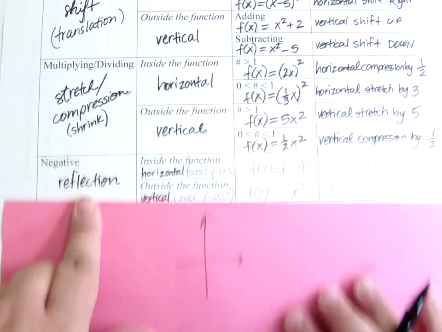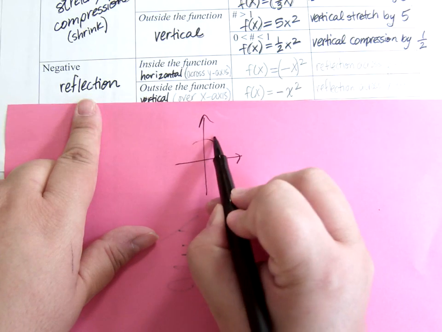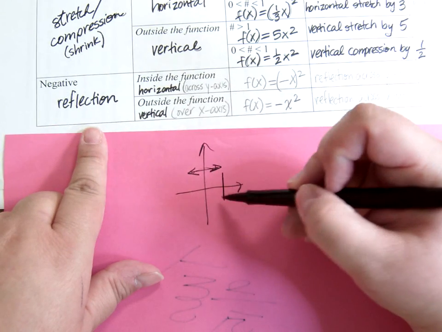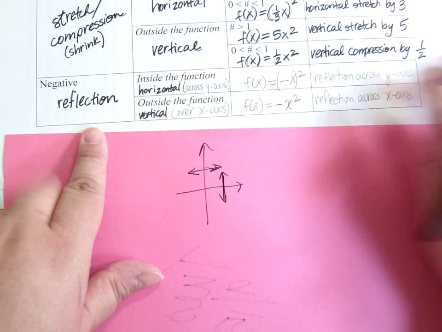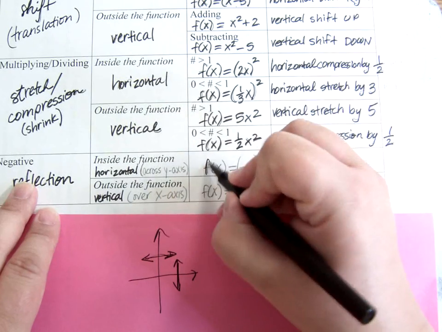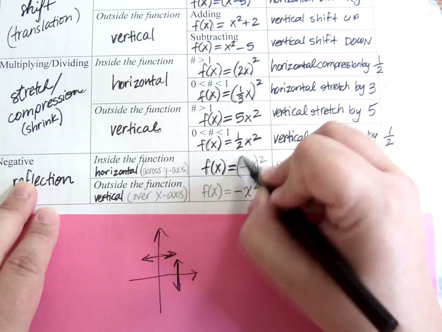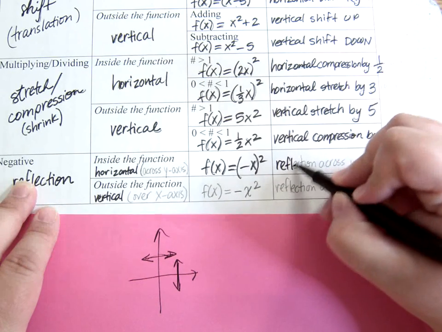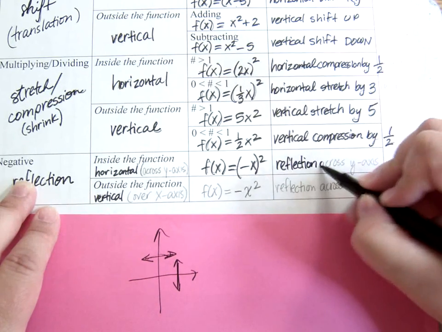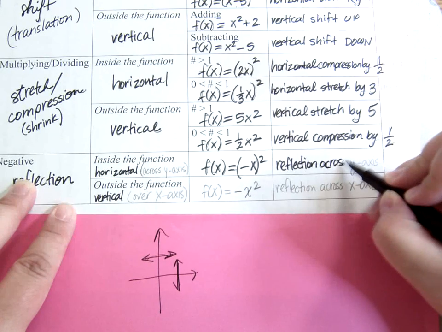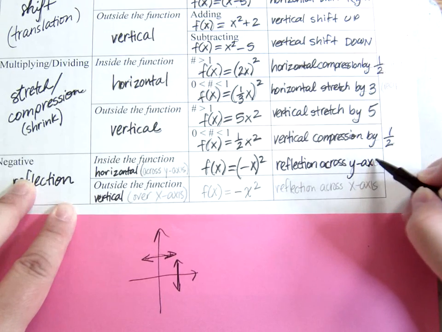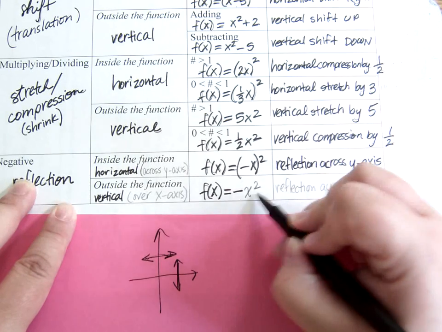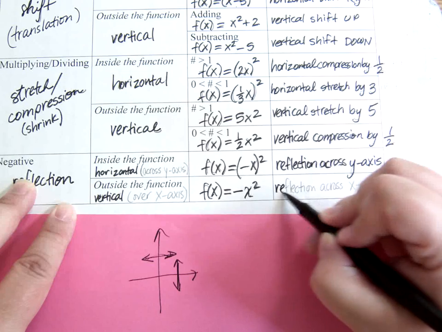If I'm moving across the y-axis, that would be going horizontally. And vertical is across the x-axis. If I'm moving across the x-axis, I'm moving vertically. So again, if my negative is inside, that's a reflection across the y-axis. And you see more commonly a negative out in front of everything, not inside, which is a reflection across the x-axis.